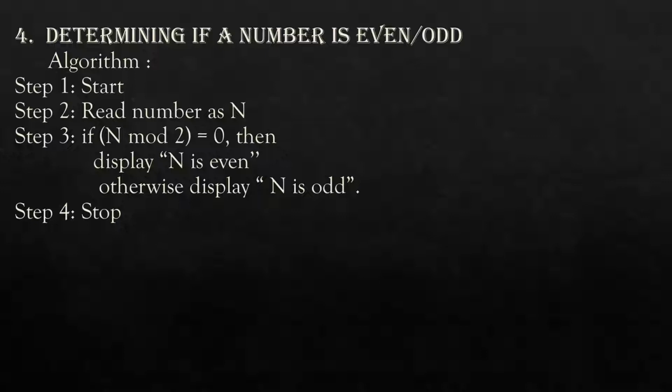If the user enters n as the number 12, so in step third what we'll do is, if 12 mod 2 equals 0, then it will display it's even, otherwise it will display n is odd. So what will be the result of this? The result of this is even. 12 mod 2 equals 0, right? So it will display the number is even, 12 is an even number. And in the fourth step it will stop the algorithm.